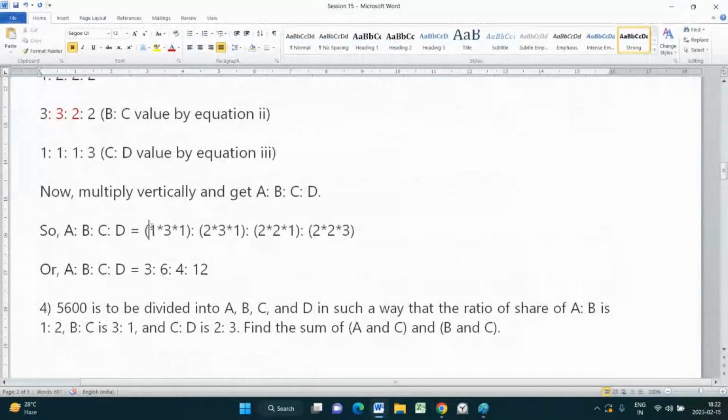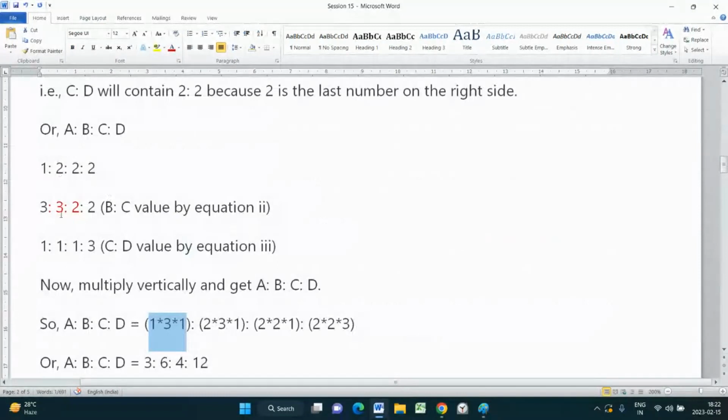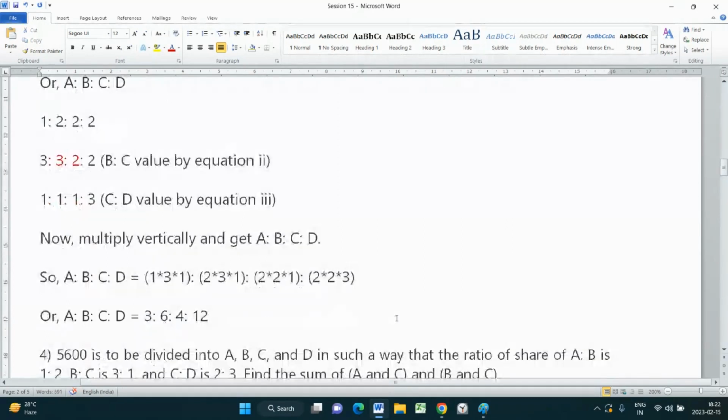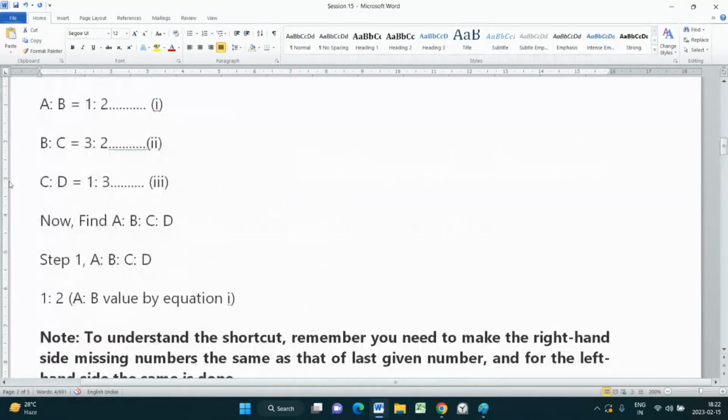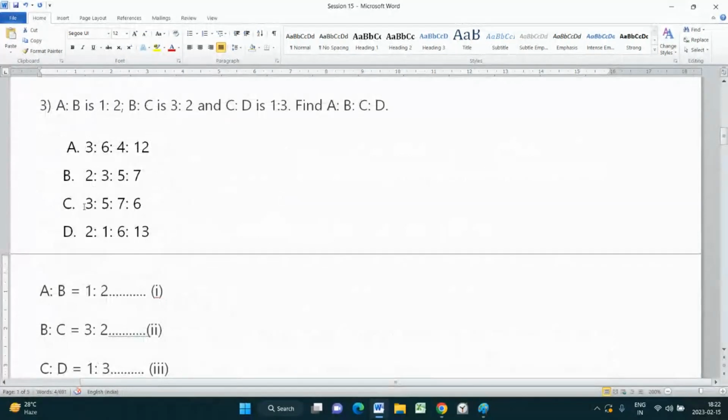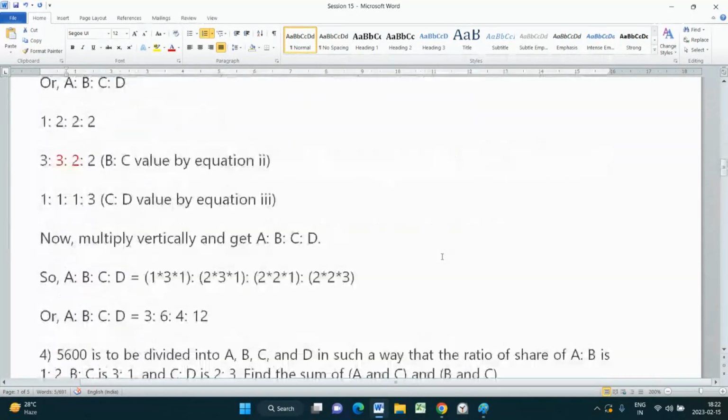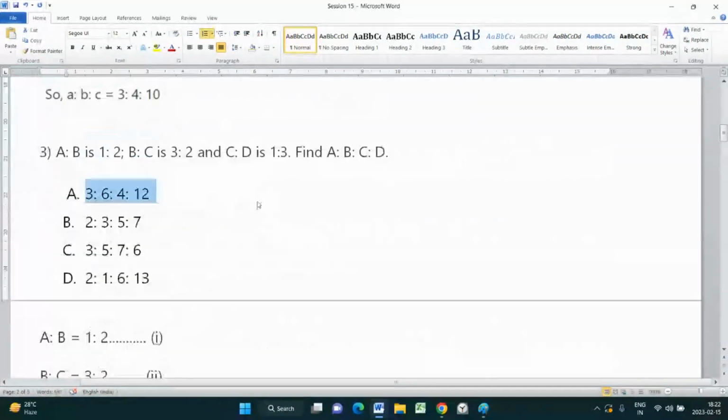So 1 into 3 into 1 is to 2 into 3 into 1 is to 2 into 2 into 1 is to 2 into 2 into 3. This is how it is arrived at. Multiply this, you will get 3 is to 6 is to 4 is to 12. Where is that? 3, 6, 4, 12 is A. Option A is right.